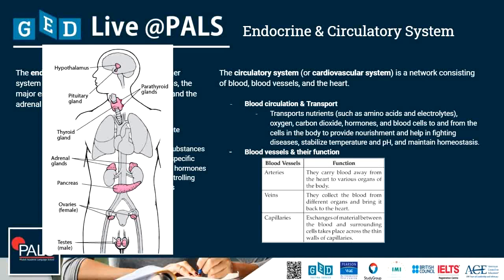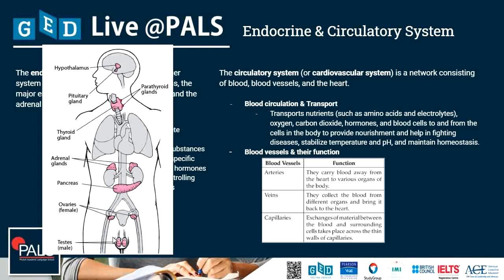Then let's move on to the circulatory system or the cardiovascular system, which is a network consisting of blood vessels, and obviously our heart. Its function is to make the blood circulate around our body and transport important substances all around our body to the places where they are needed. These substances could be nutrients like amino acids or electrolytes, oxygen obviously by red blood cells, carbon dioxide out of our body, so not only to different parts of our body, but as well transporting waste products away and allowing them to be either filtered out or excreted directly.